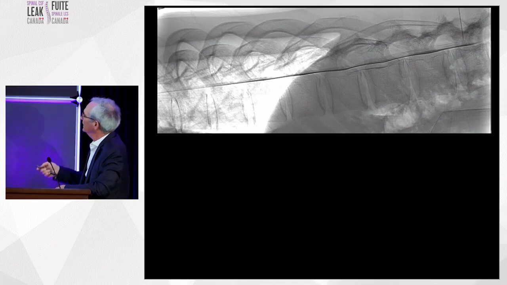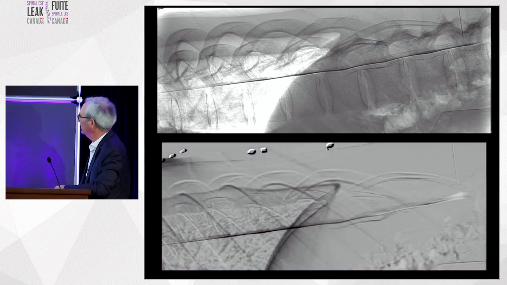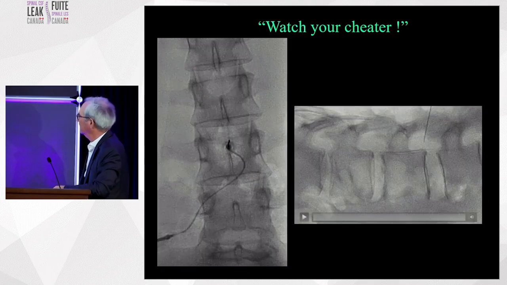There we go. You take a look lower down, you just fluoro down and take a look, and there's the needle at L2-3, and here's where the leak is. So start high, but be ready to go low. You'll capture it. It's not a problem. That's just the actual run.